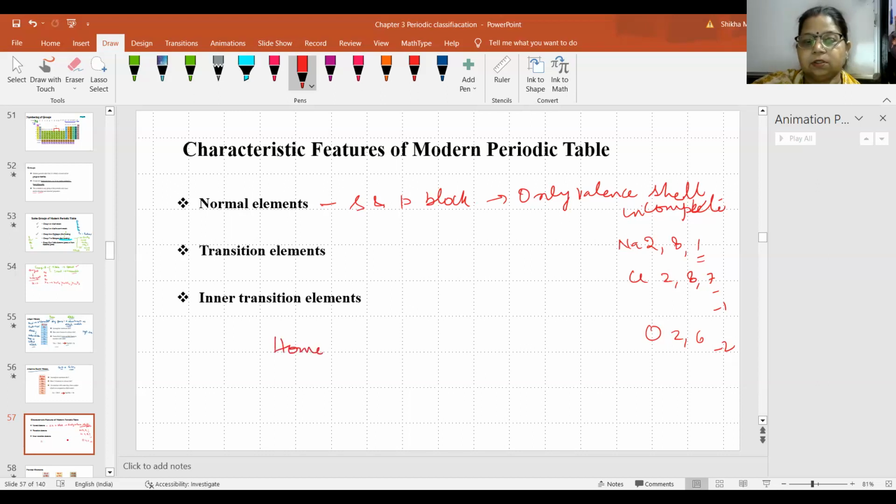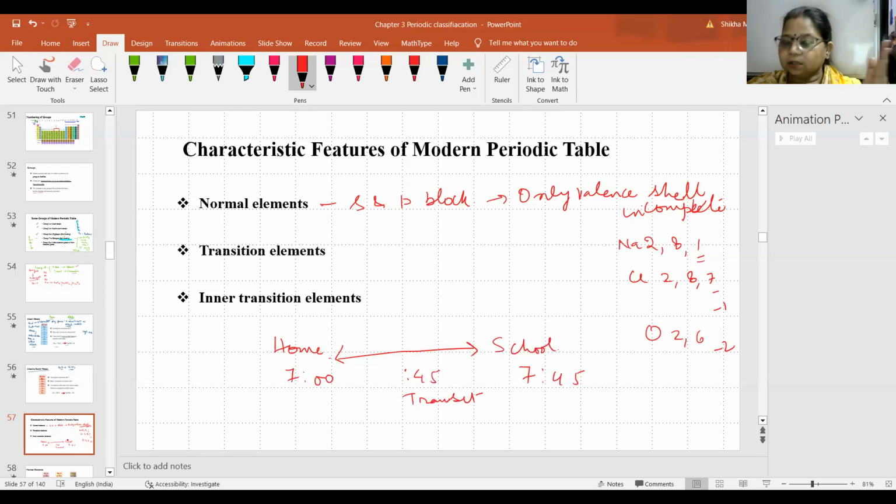Let's say this is your home and this is your school. When you start from here, let's say at 7 o'clock, and you reach your school at, let's say, 7:45, whatever time is in between, we say for these 45 minutes, you are in transit. You are neither at home nor at school. You are in between the two places. Is it making sense? What is the meaning of transit and transition?